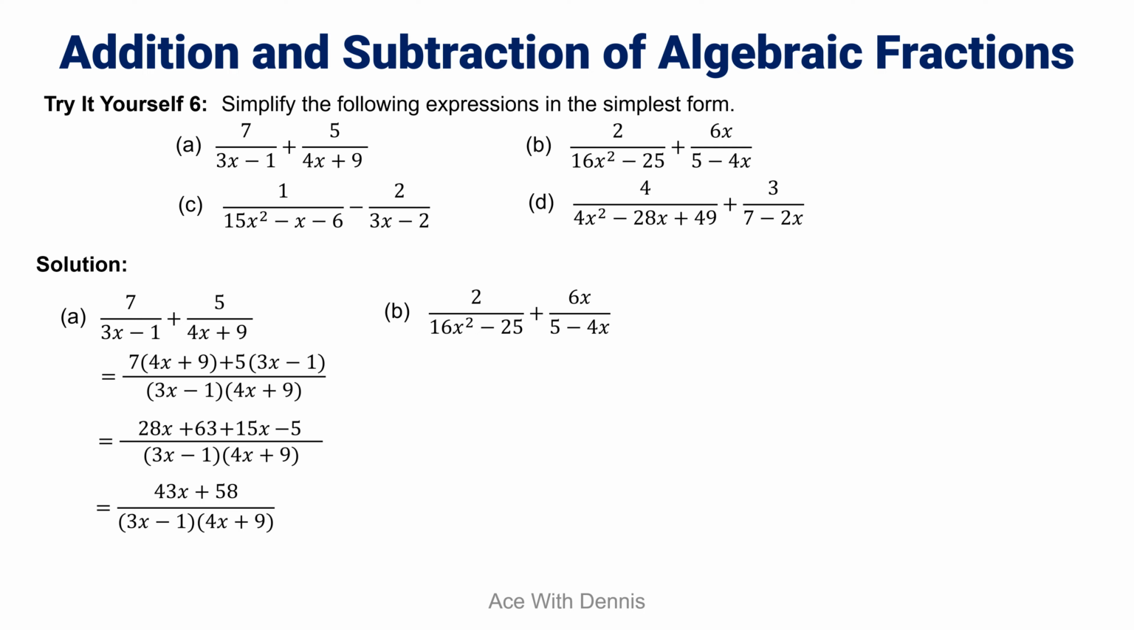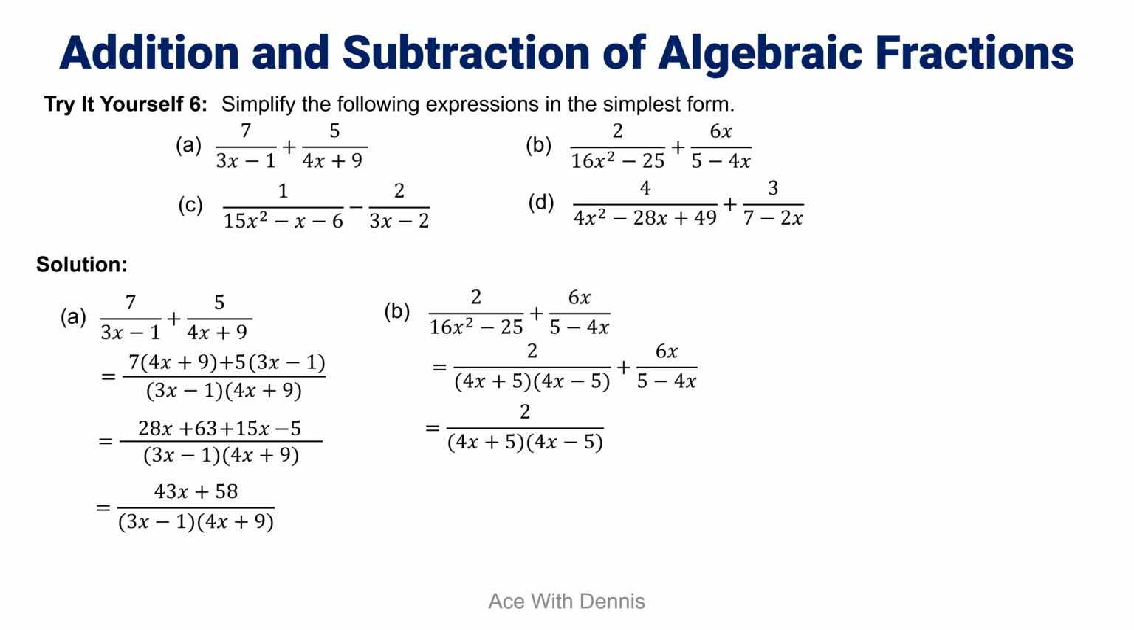For B, 2 over 16x squared minus 25 plus 6x over 5 minus 4x. So we have to factorize the denominator of the first fraction. We'll get 2 over (4x plus 5) times (4x minus 5), because it is in the form of a squared minus b squared. And the second fraction, we don't do anything, we just copy down 6x over 5 minus 4x.